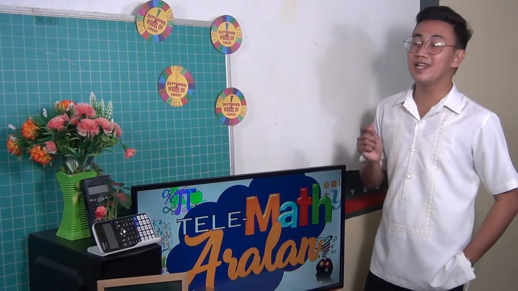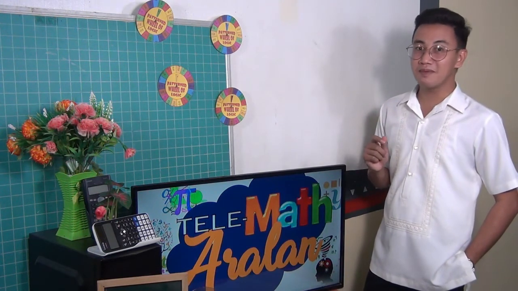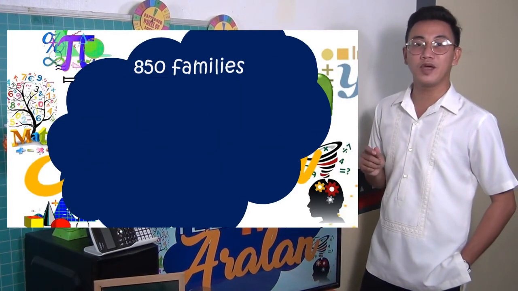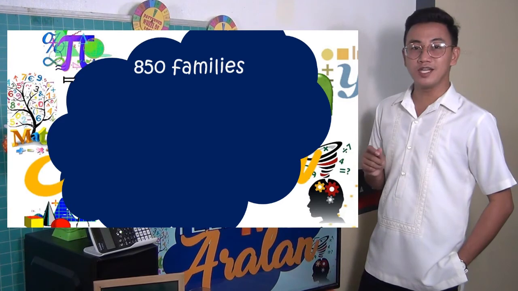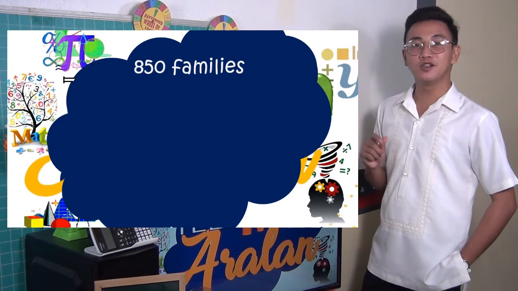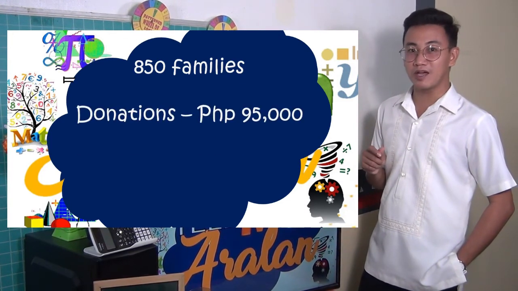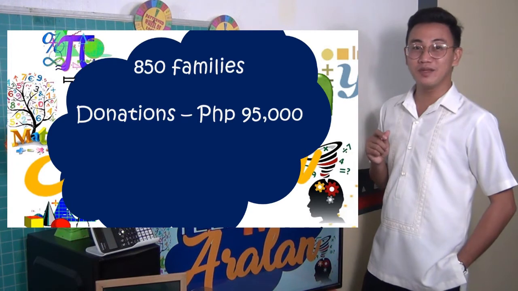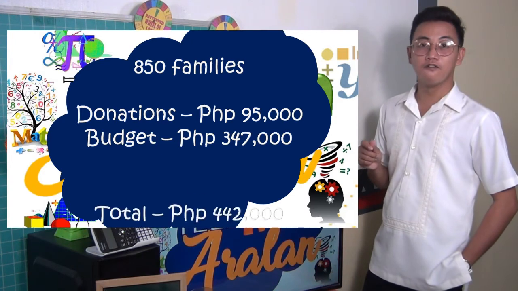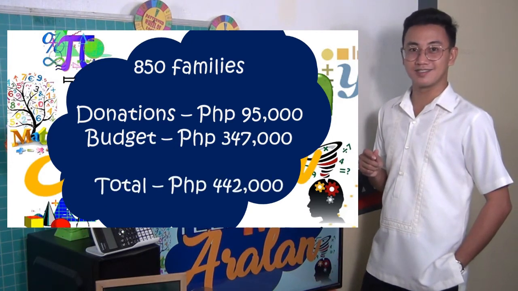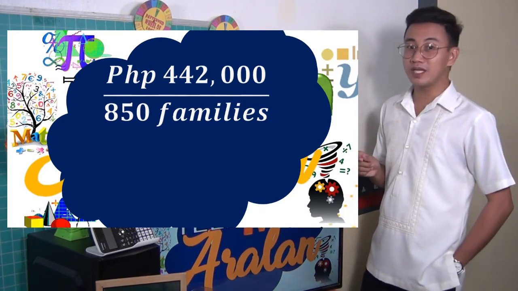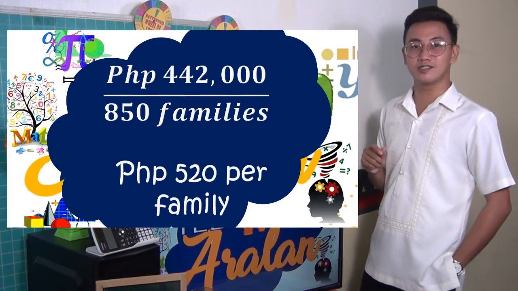You have watched a real-life scenario which can be analyzed mathematically. To determine the amount of relief that will be distributed to 850 families, the total donations and the total budget of the barangay will be added. The total donations obtained is 95,000 pesos, and the total budget of the barangay is 347,000 pesos. So we obtain 442,000 pesos. This amount will be divided to 850 families, so we obtain 520 pesos.